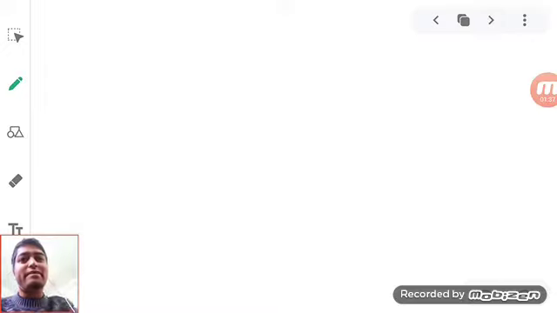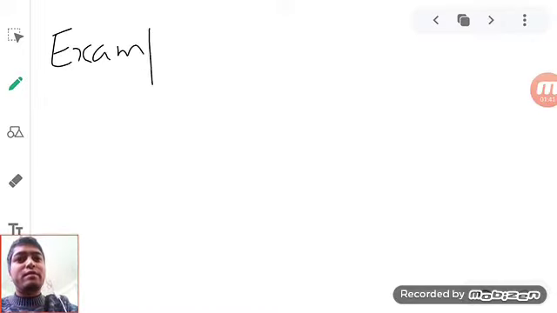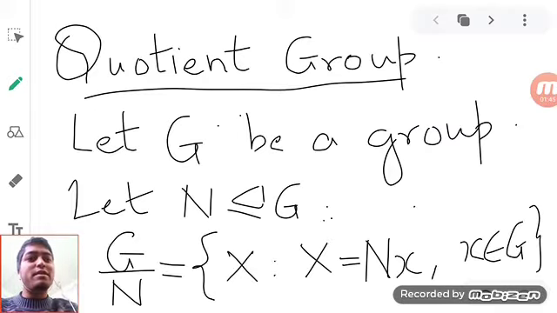Let us have an example. And the operation I forgot to mention, it is the multiplication of cosets. But again, we are just using the word multiplication, but of course it can be addition or something else.